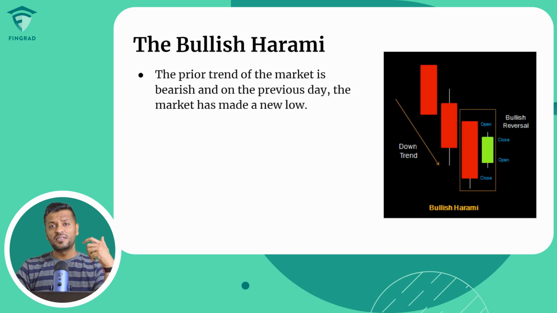Now, let us talk a little bit more about the bullish Harami pattern. The prior trend here in the market is a bearish one. If you can see the image on the right hand side of the screen, there are 3 red candles and they're actually making newer lows on a regular basis. But once the formation of the Harami candlestick happens, you can expect a reversal from the market. The prior trend is bearish, but once the formation happens, we can expect a bullish reversal.